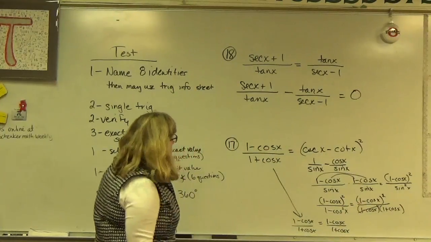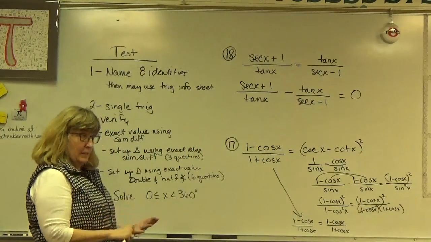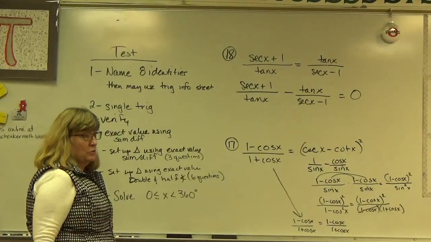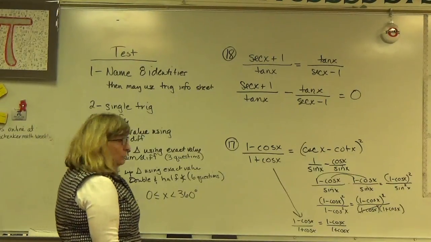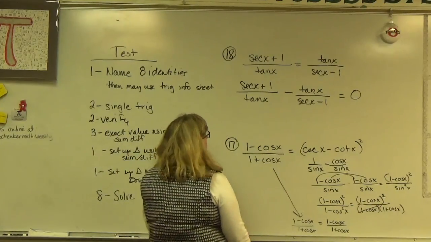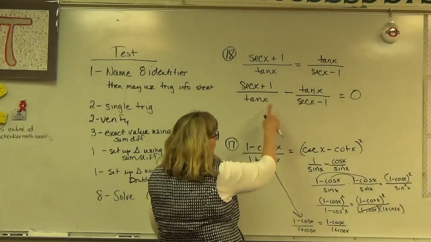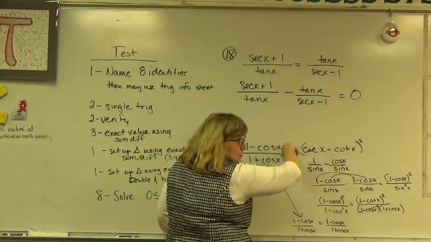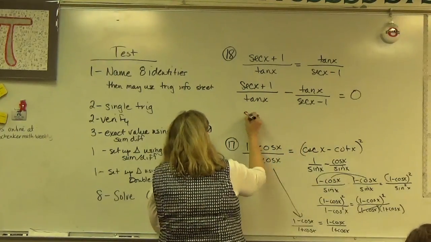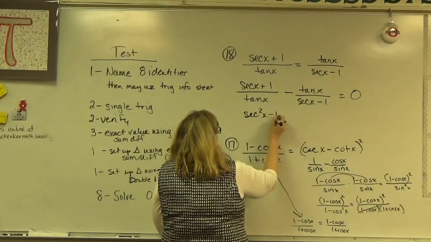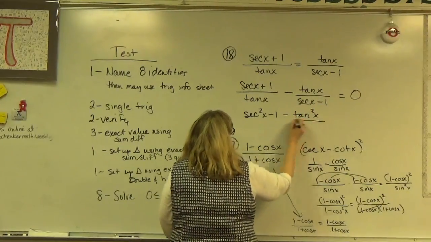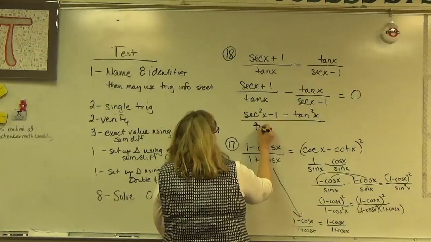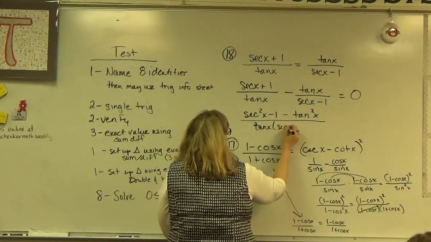Okay, so my first question is, do you want to butterfly as it is, or do you want to change the sines and cosines first? Butterfly as it is? Oh, that's not too bad. Secant of x plus 1 times secant of x minus 1. Secant squared minus 1. And the second link would be minus tangent squared over tangent times secant of x minus 1.